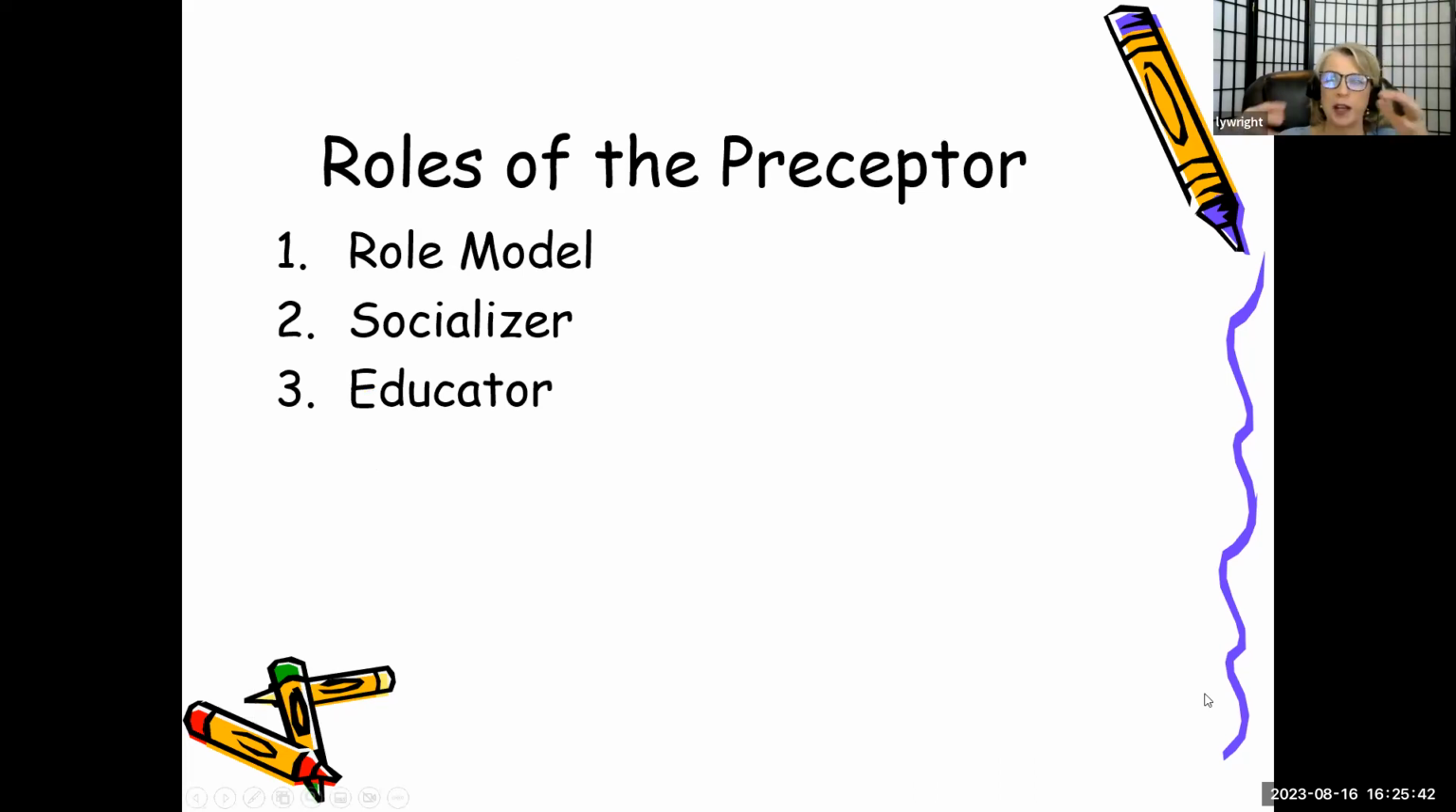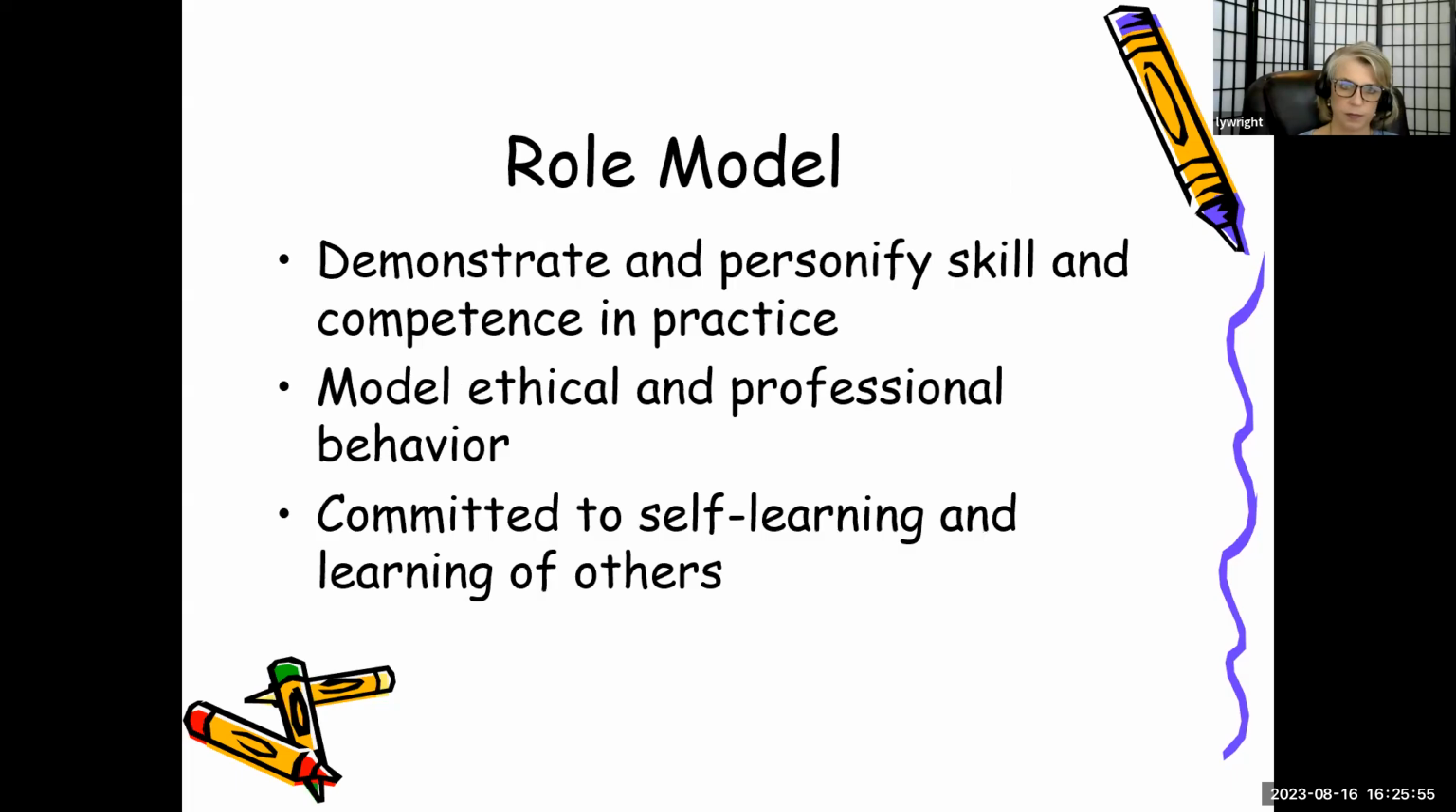We often think as a preceptor, well, we're there just to teach them, but we actually have several roles as a preceptor. We're going to talk about those as role model, socializer, and educator. As a role model, you set the stage for what they expect of a dietitian. You demonstrate and personify the skills and competence in practice. You model ethical and professional behavior, and also demonstrate that commitment to self-learning, keeping yourself up to date and teaching others.